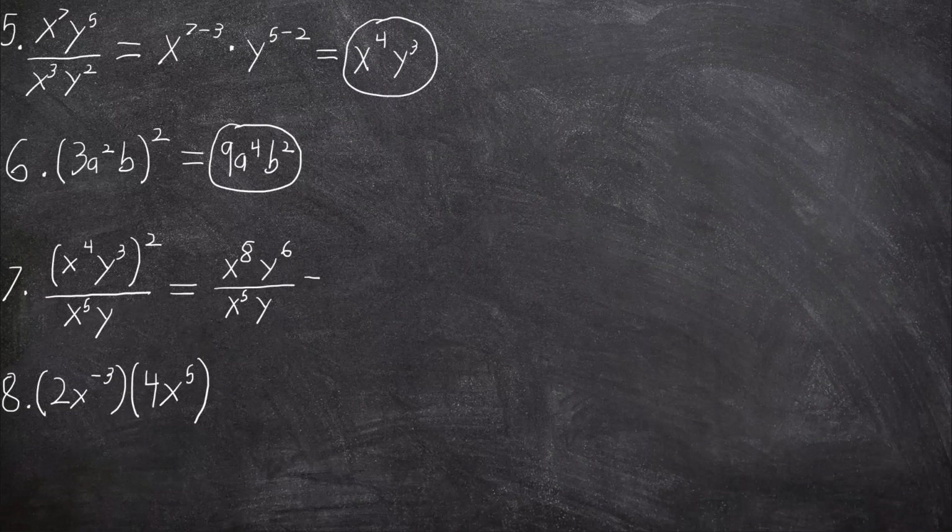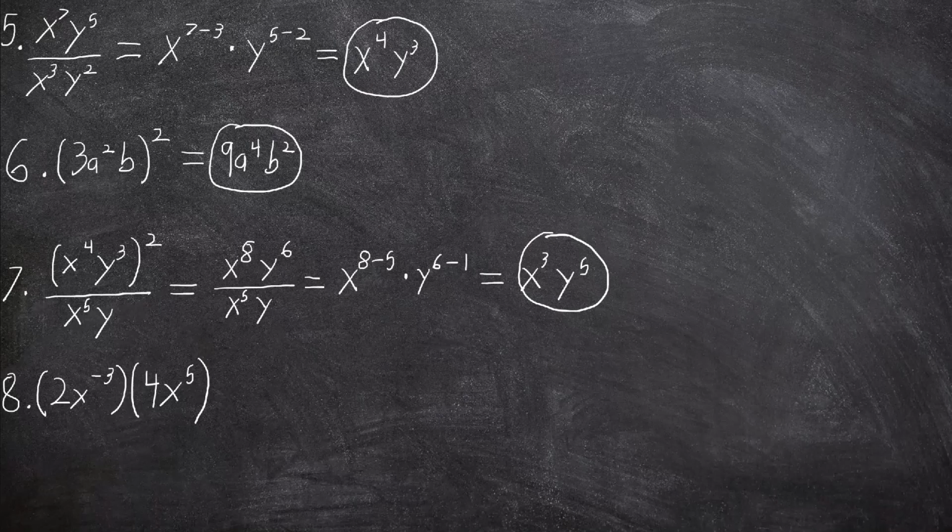And now this is easier to work with. We would simply write out x to the 8 minus 5 times y to the 6 minus 1. Doing the math here, we get x cubed times y to the 5th. This will be the final answer for number 7.